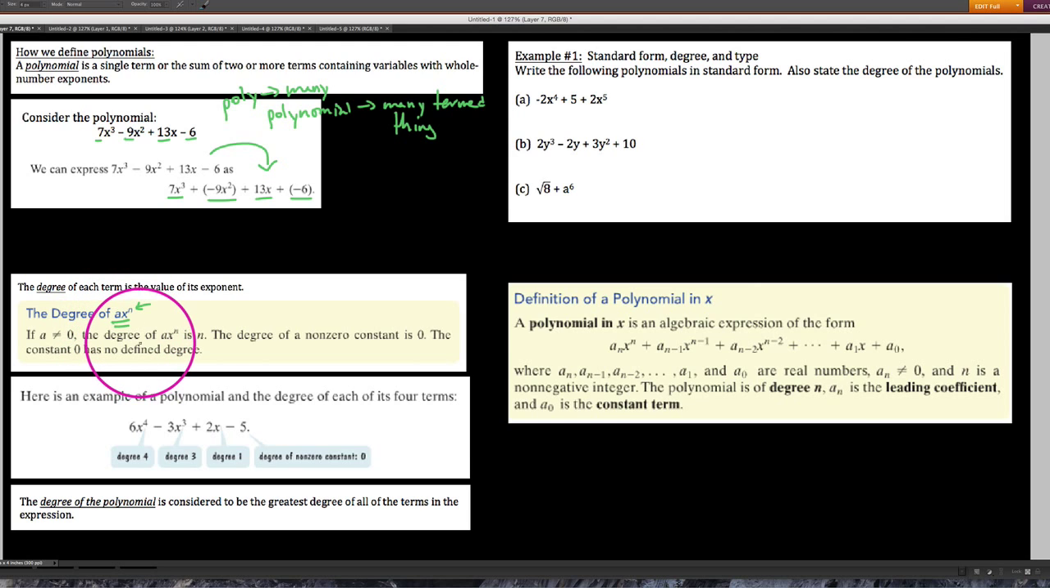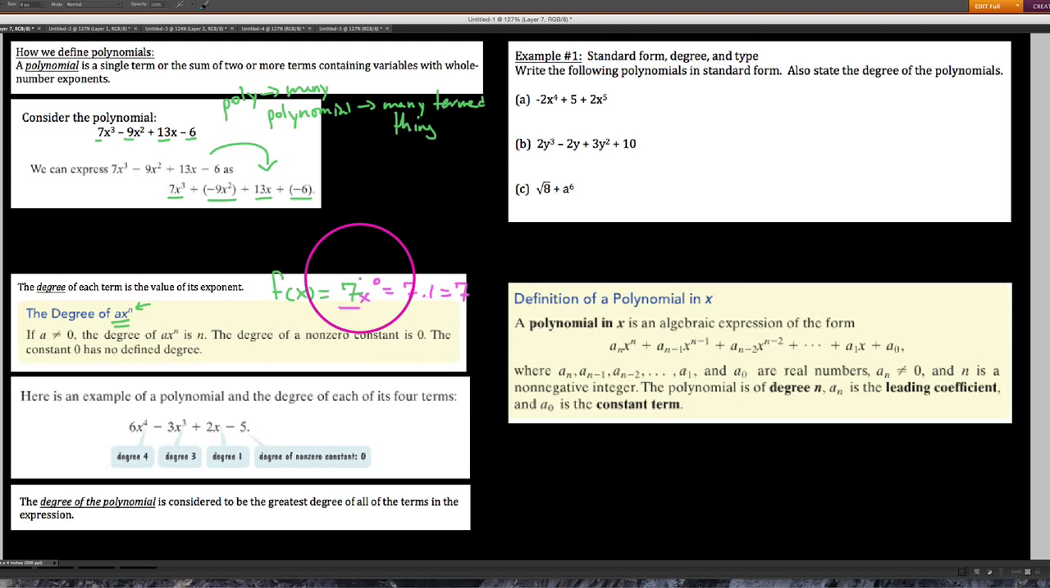Or at least you would. It'd be a very boring one. But we say that the degree of ax to the n is just n. And we also note here the degree of a non-zero constant is 0. So that constant 0 has no defined degree. That is, if I were to say, well, here's my polynomial function, it's just 7. It has one term, just that. You could really look at this as 7 times x to the 0, where 7 times x to the 0 would really be 7 times 1, which is 7.